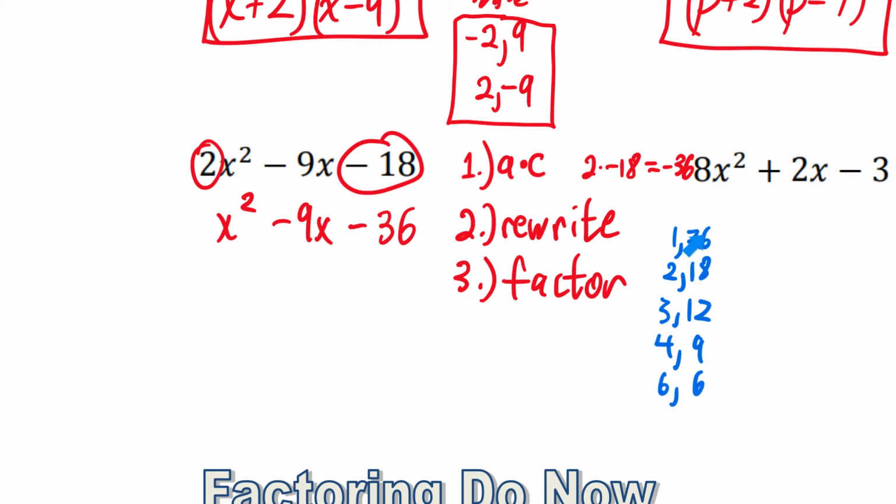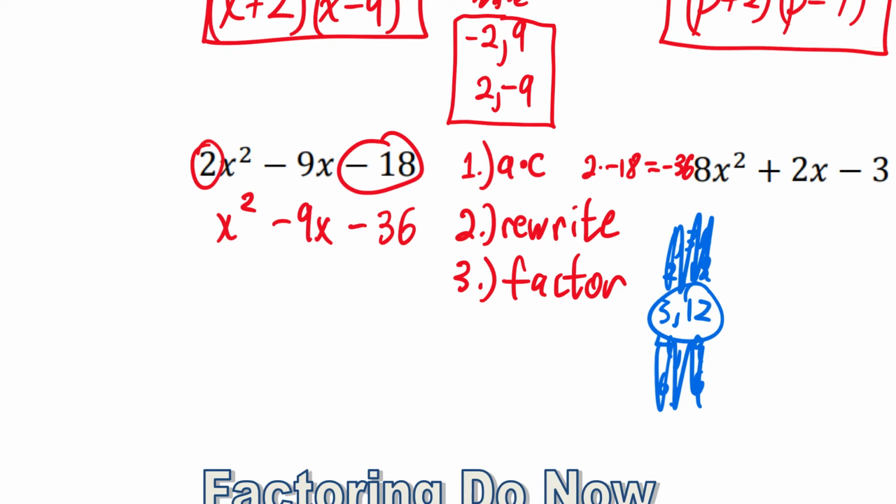Because the 1 and 36, if I subtract them, it gets me to 35. If I add them, it gets me to 37. So that's not it. 2 and 18 either get me to 16 or 20. 3 and 12 gets me to either 9, that's what I want, or to 15. So that's the good one. 4 and 9 either get me to 5 or 13. And 6 and 6 either get me to 0 or to 12. So I don't need those. This is the pair I need.